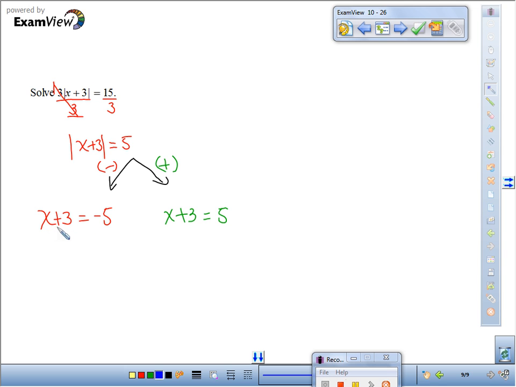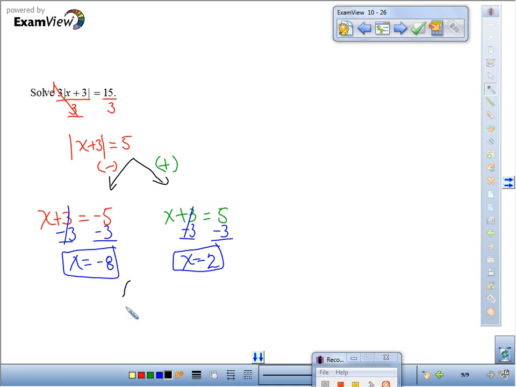So here, I need to get rid of this plus 3, so I need to subtract 3 from each side. x equals -5 minus 3, that's -8. That's one solution. Subtract 3, x equals 2, because 5 minus 3 is 2. So at the end, we just write our solution set. My solution set is -8, comma, 2.